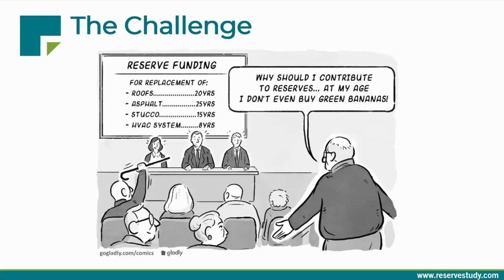Okay, this cartoon illustrates a pretty common misconception that reserve funding is about expenses in the future. You can see the homeowners here reacting to a presentation about the roof getting replaced in 20 years, asphalt in 25 years, all these types of future things. And of course, they're reacting and upset because the gentleman speaking doesn't want to set aside reserves because at this point in time, he isn't even buying groceries well in advance, okay?